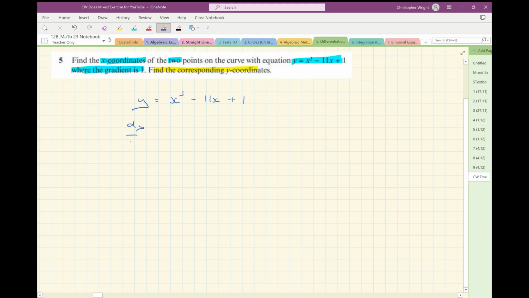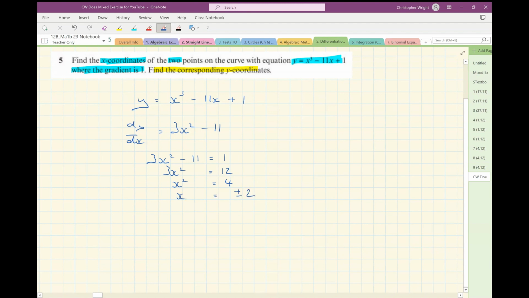So I'm going to find the gradient function, 3x squared minus 11, and I need to find the values of x which make that gradient equal to 1. So I'm going to solve that equation. So 3x squared equals 12, x squared equals 4, x equals plus or minus 2.